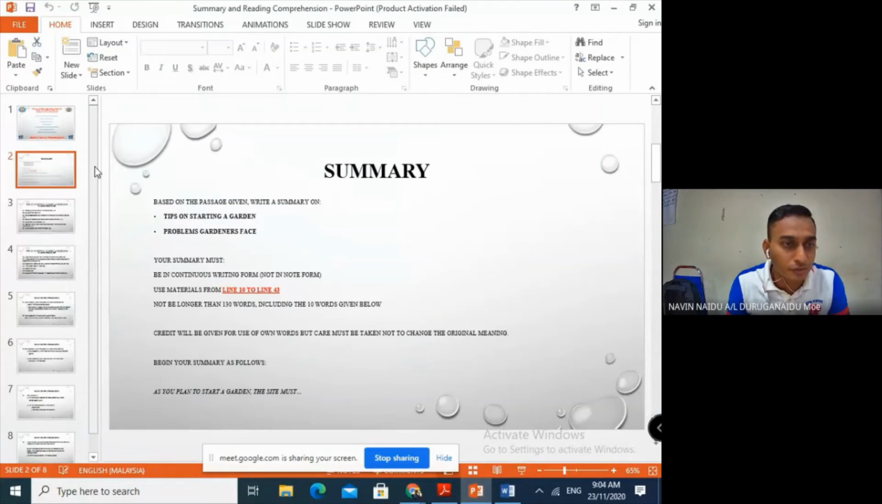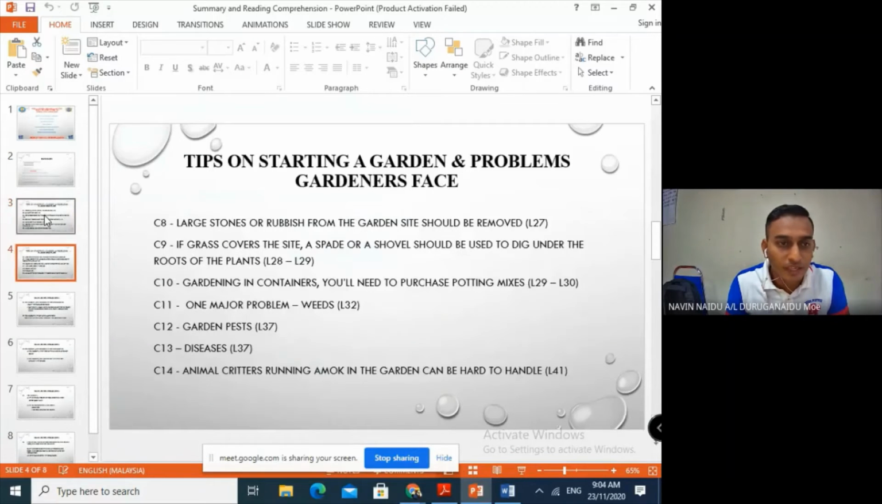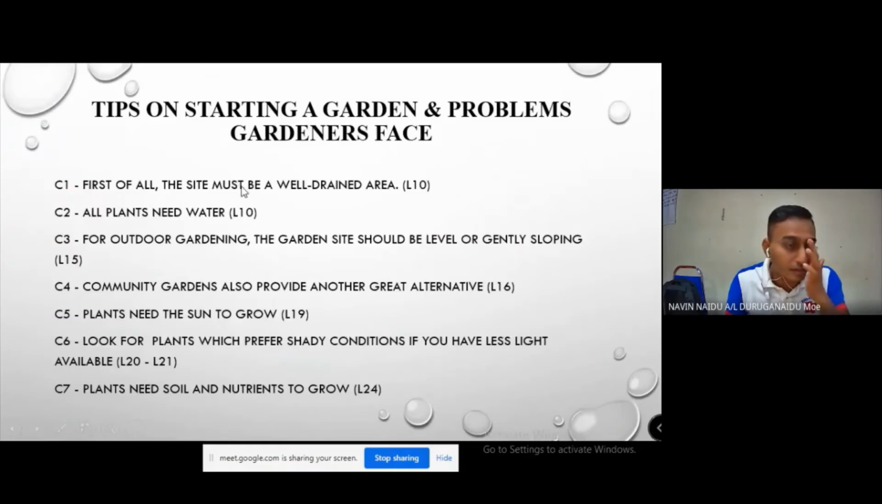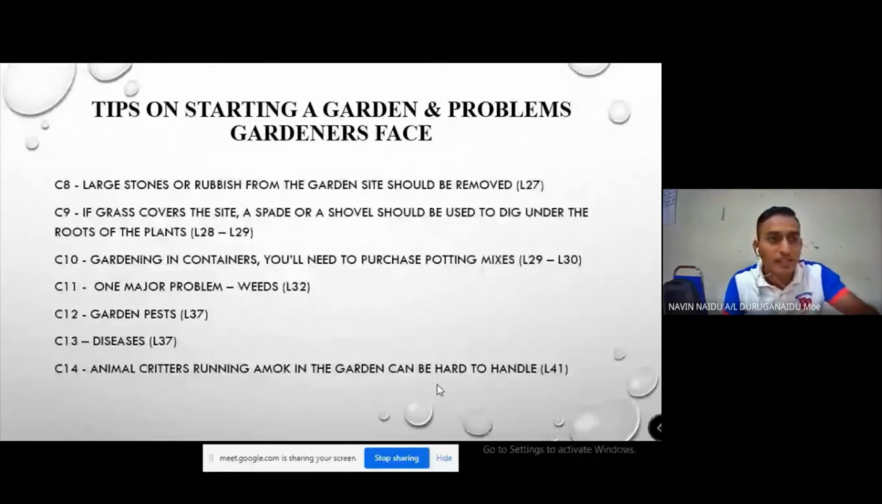I'm going to move on to our reading comprehension exercise. Okay, for those who missed out the content points, I'm presenting the content points now. You can copy down the content points if you want. Tips on starting a garden and problems gardeners face. Okay, C1, C2, C3 until C7. Next, C8 to C14.